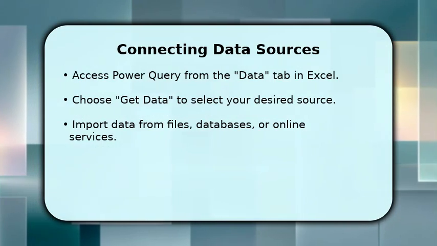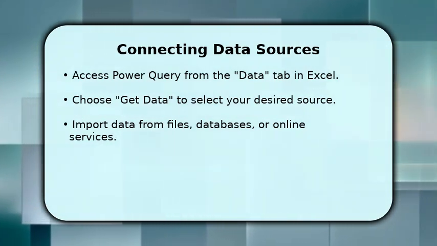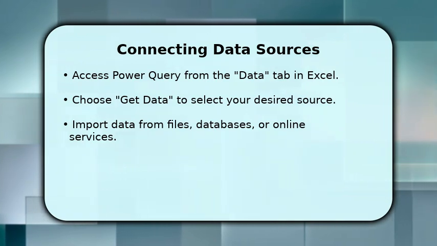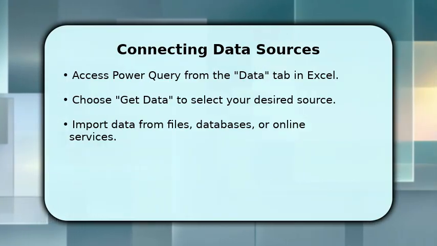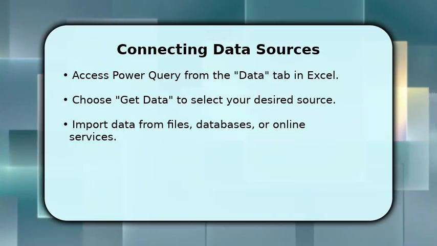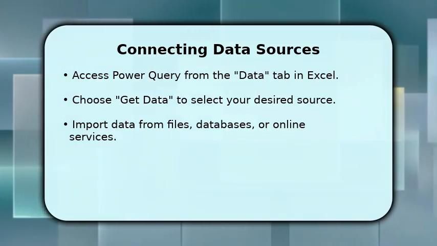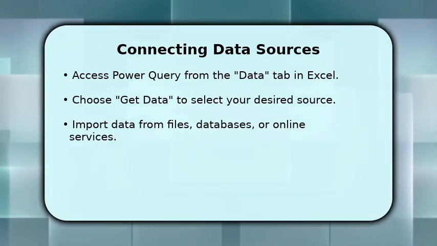To begin, navigate to the Data tab in Excel and look for the Get and Transform Data group. Click on Get Data to reveal a wide range of connection options. You can import information from an Excel workbook, a CSV file, a database, or even directly from the web. Select your source and follow the prompts to establish the connection.